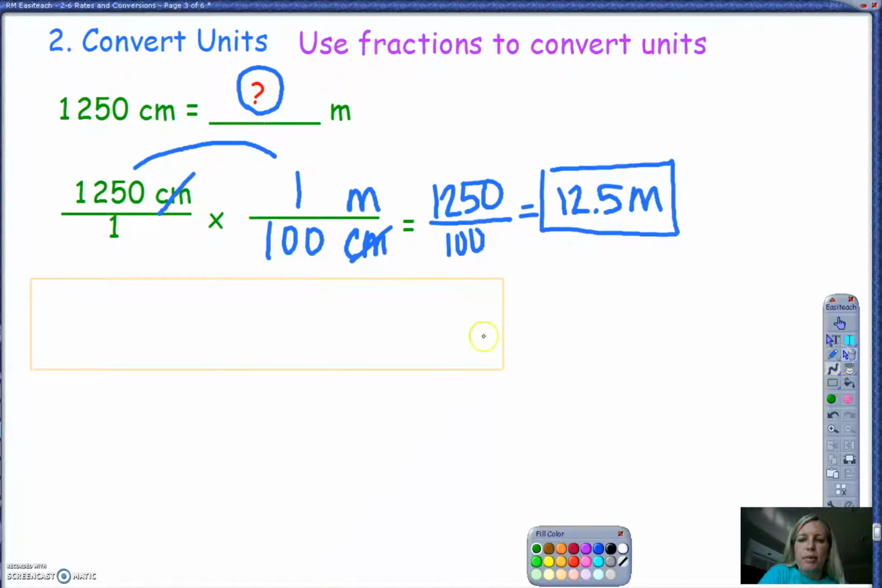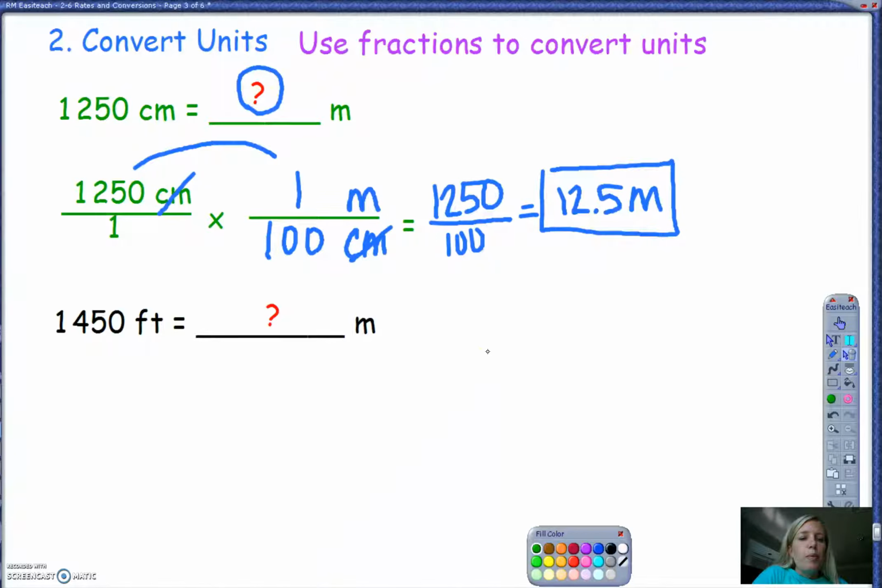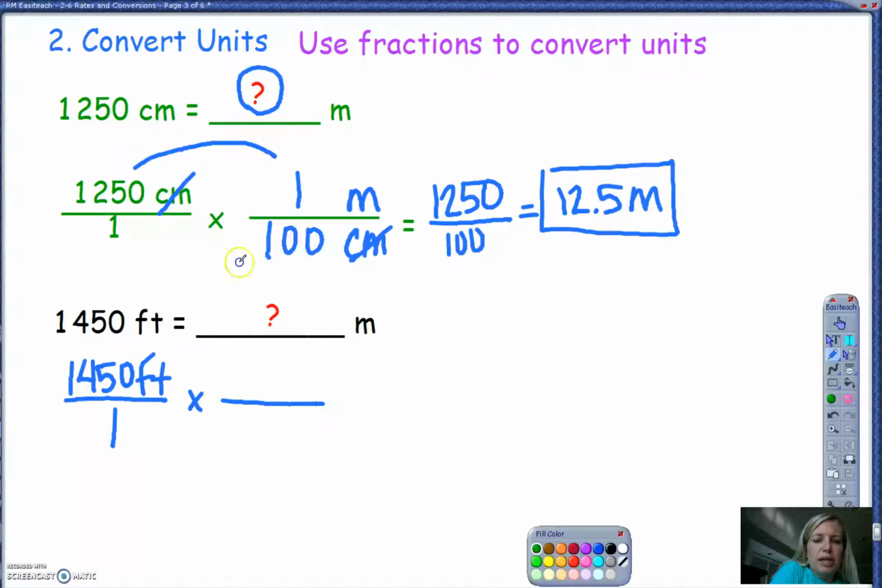All right, so let's try another one. We have 1,450 feet. So we're going to write that as a fraction over 1. We're going to multiply that with another fraction so that we can get towards our meters here. We want to get rid of feet, so we put feet down below here. And we want to change it to meters, so we put that up here. And we cross these out. The 2 feet will cancel each other out.